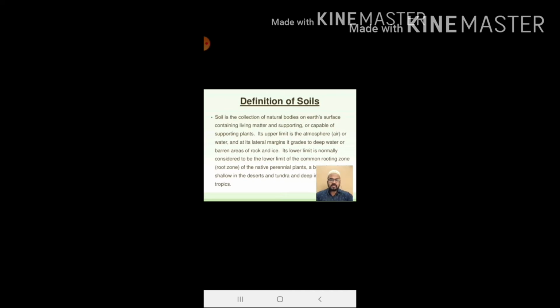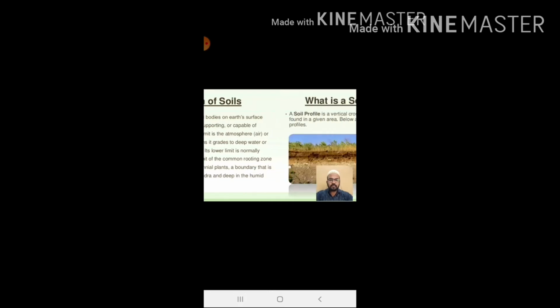Soil is the collection of natural bodies on earth's surface containing living matter and capable of supporting plants. The soil supports the plants by giving nutrients, organic matter, and water to the plants for proper growth. In this way the soil is very important for the growth of the plant.